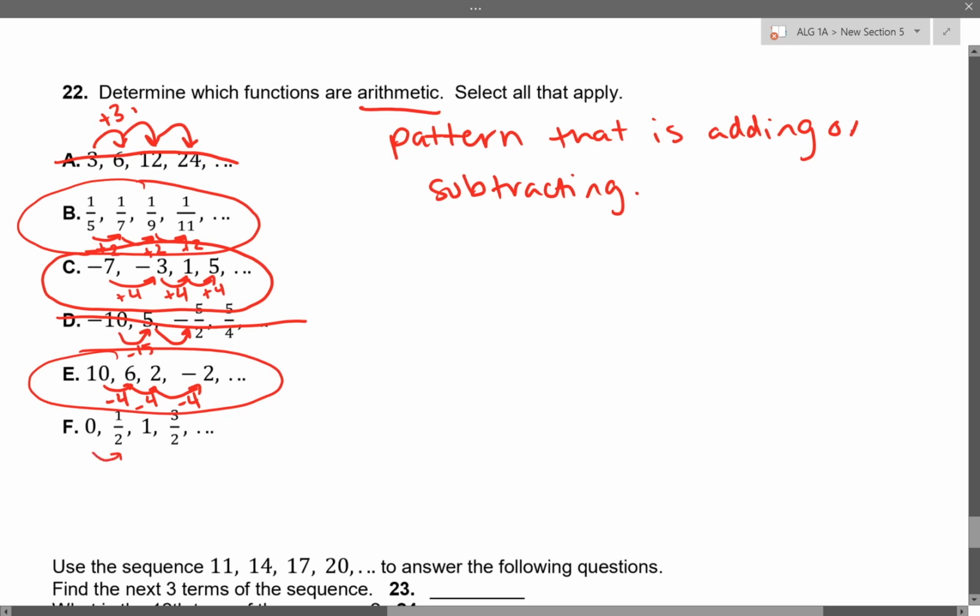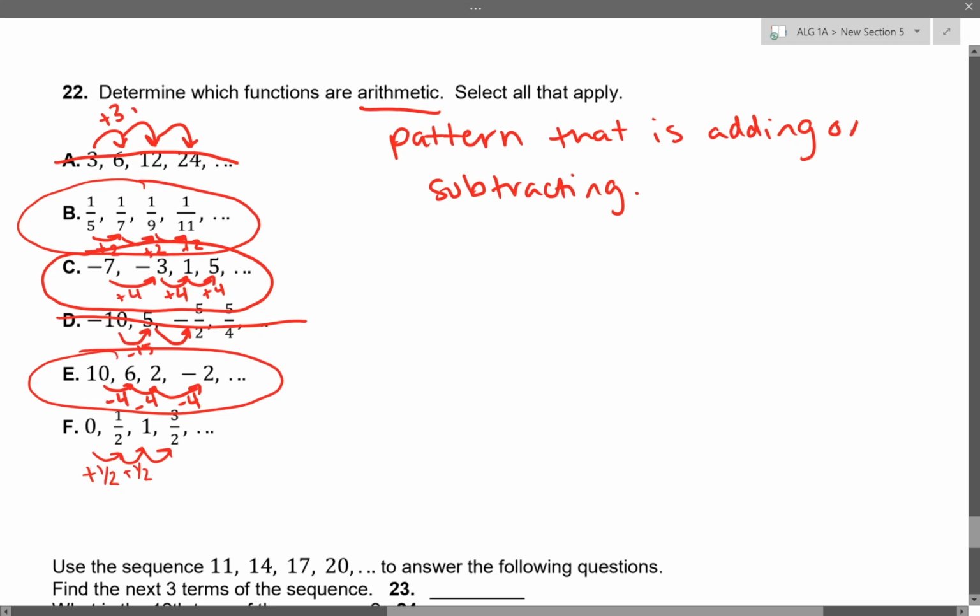So 0 to 1/2, 1/2 to 1, and 1 to 3/2. Right away I can tell we're going from whole numbers to fractions. This may or may not work actually because of the fact that 0 to 1/2. Well, if I add 1/2 to 0, I get 1/2. What if I add 1/2 to 1/2? Well, it gives me 1. So that one works too.